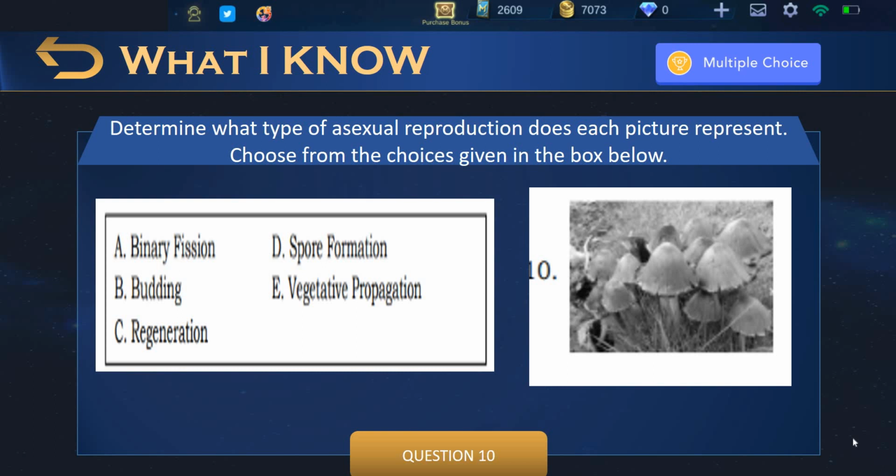That is mushroom. Okay, time is up. And that is correct. It is under spore formation. Congratulations for those who got it right.